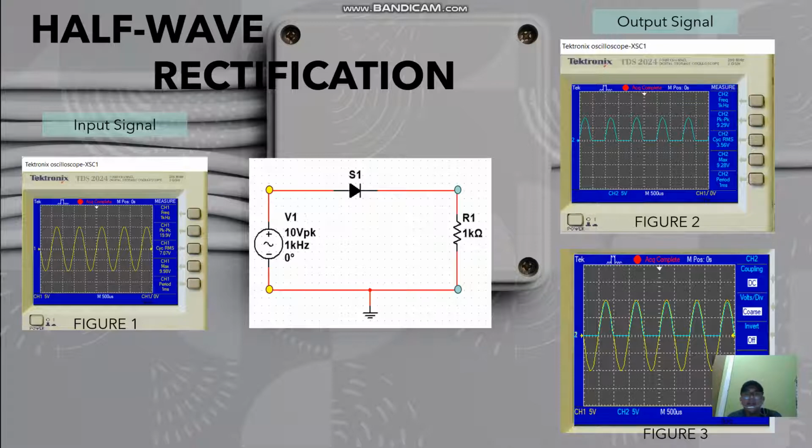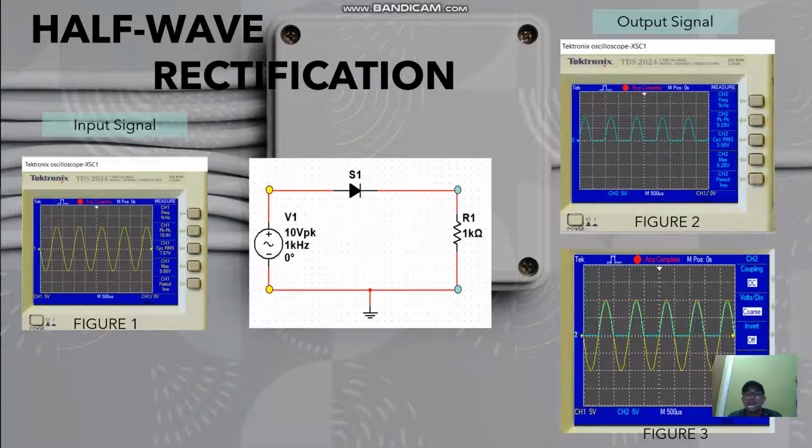But later, we find out the output signal will be showing just like in figure 2, where for the positive cycle, we got a value of V max. But for the negative cycle, the waveform turns to be a flat waveform, or it's nearing 0, where the waveform is flowing along on the top of the x-axis.